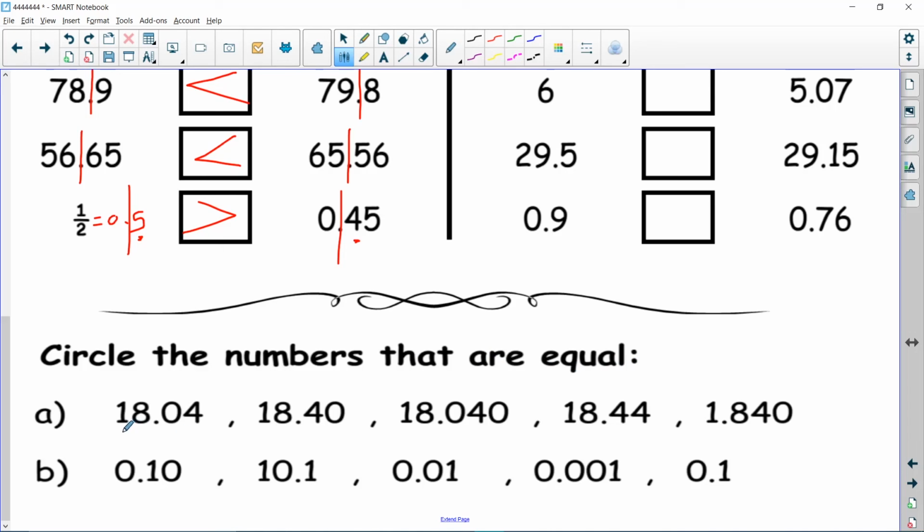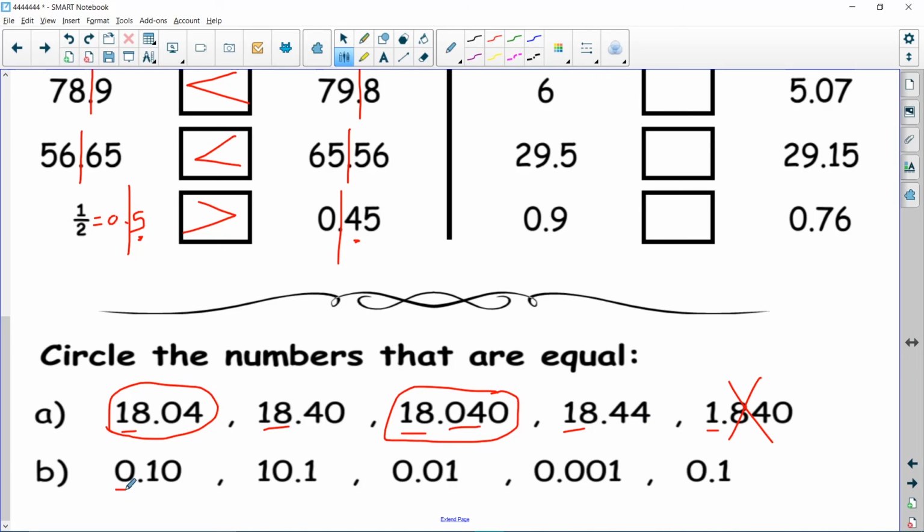Circle the numbers that are equal. Let's look on the whole numbers. 18, 18, 18, 1. This is a different number, then I will cancel this. Okay, let's look on the right. 0.4, 0, 4, 4, 0, 0, 4, 4, 4. No, 0, 4 from here and 0, 4 from here.